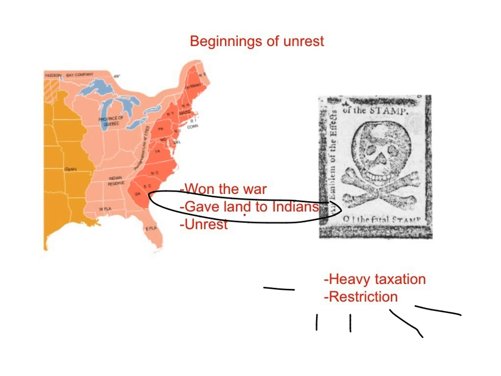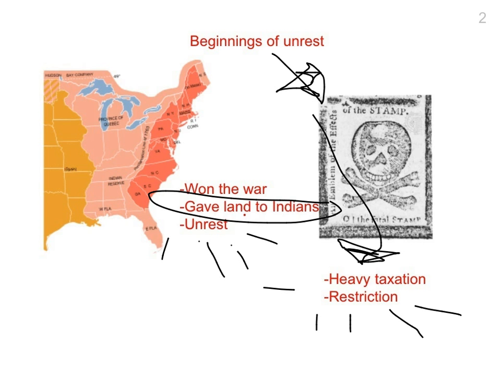The Quartering Acts made people allow soldiers to stay in their houses, and the Stamp Act was, in a way, the final straw because of all of the heavy taxation. The Declaratory Act asserted Parliament's authority to make binding laws on American colonies when they saw all of the unrest.